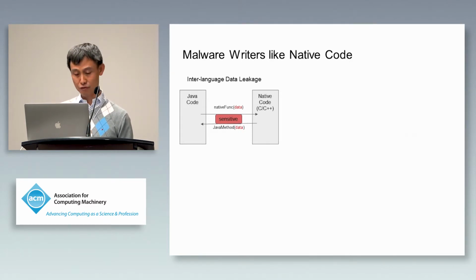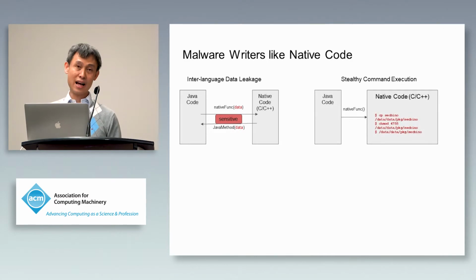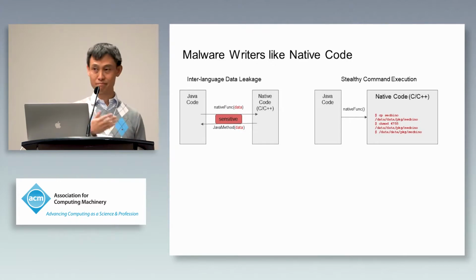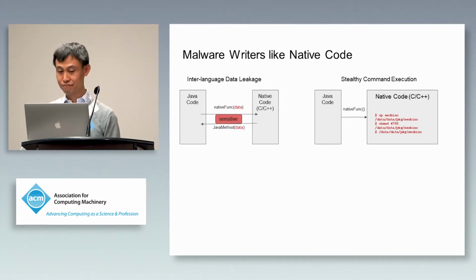And the other way that the malware writers can use native code is to hide certain malicious behavior. For example, if the app executes certain system commands, if you put those execution code in the native part of the app, it may be harder for certain antivirus products or analyzers to find them out.